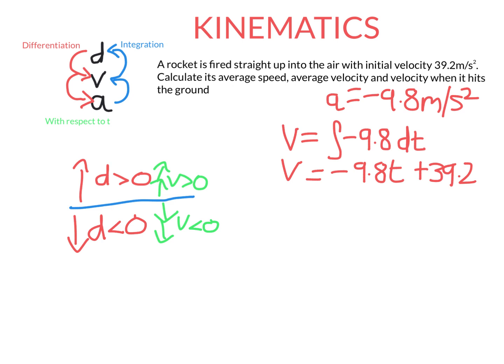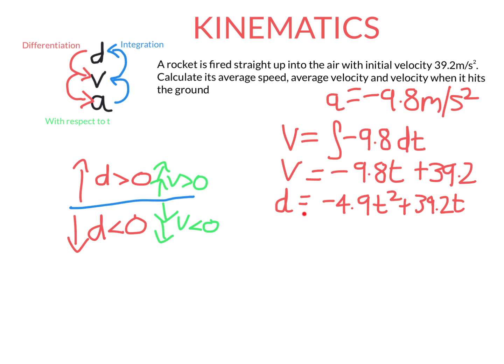So what about the displacement equation? Well, to find that, I'm going to integrate velocity. If I integrate this, I increase the power by 1 and divide by the new power, and I get negative 4.9t squared plus 39.2t. Now, I don't need a constant here for displacement, because the displacement at time 0 was 0. The rocket hadn't actually traveled at all.